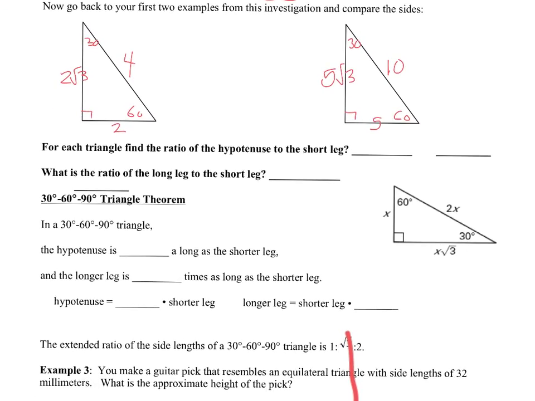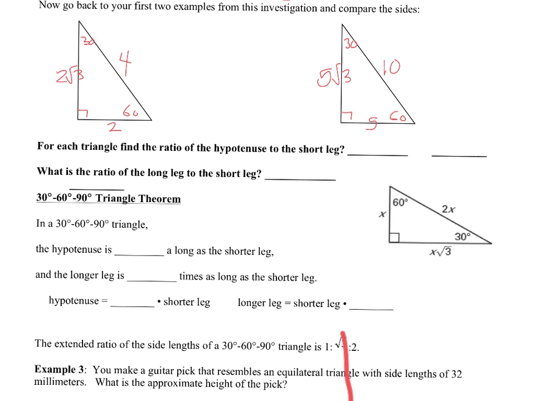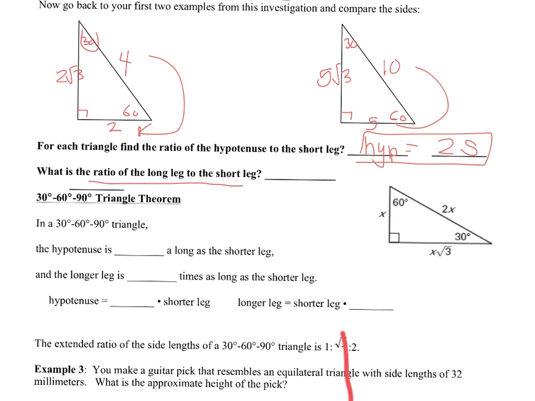For each triangle, find the ratio of the hypotenuse to the short leg. If you look at the hypotenuse and the short leg, you're going to see that the hypotenuse equals 2 times the short leg, and that will always be true. So you need to find that short leg, always across from the 30-degree angle. The hypotenuse will always equal 2 times the short leg. Now the ratio of the long leg to the short leg: the long leg equals the short leg times the square root of 3. And again, that's always going to be true.